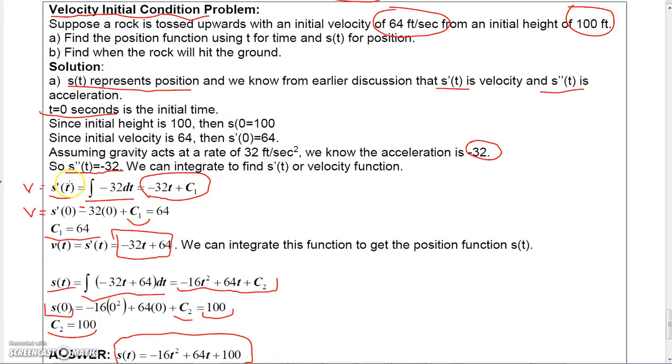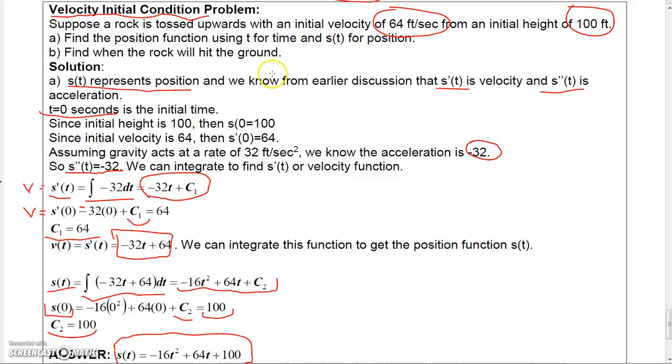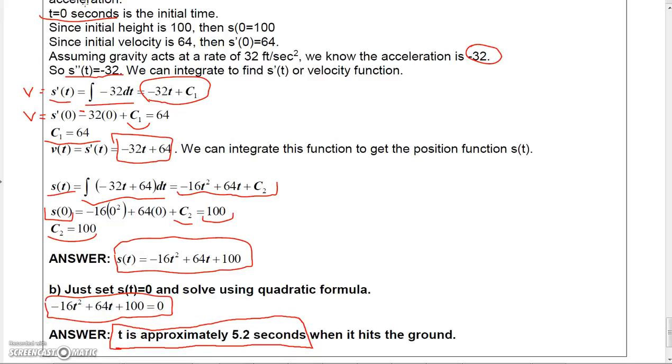So that's what I was talking about earlier when I said you can solve for C if you have additional information given. Here the additional information was that we knew the initial velocity was 64 feet per second, so the first derivative of position at time equals 0 was 64. We knew the initial height was 100, so the position function at 0 was going to equal 100. That information allowed me to actually solve for those constants.